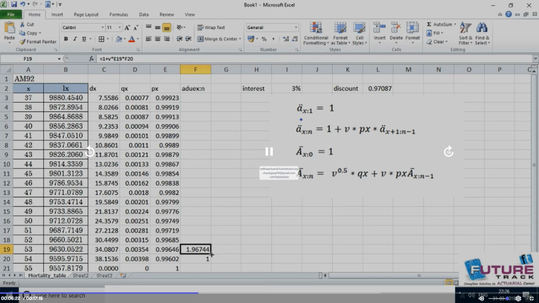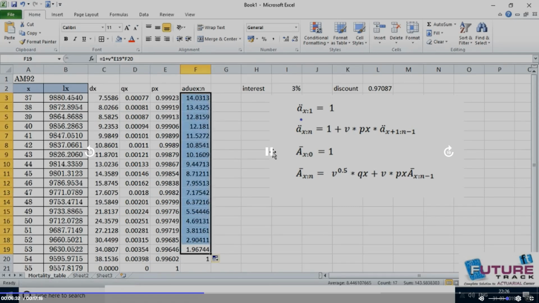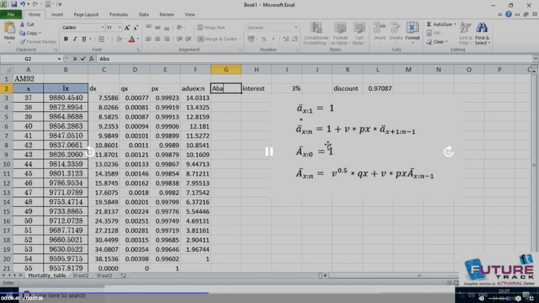See, A bar X0 is 1, so that means A bar 55 is 1. Left click of the mouse. Now A bar XN is what? See, on an average the benefit is given immediately on death. So in this way, on an average, in the middle of the year, that is V to the power 0.5 if the person died. Now let's find if the person survived. A bar XN, there also we have to write X plus 1, N minus 1, fine.